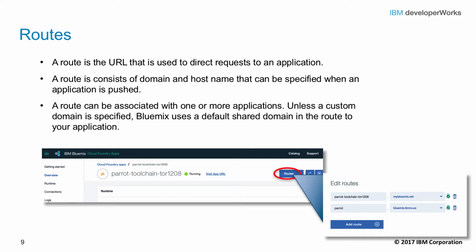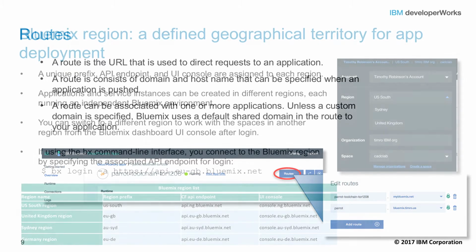A route can be associated with one or more applications, which will result in traffic being sent to the applications in a round-robin fashion. This technique is used as part of a zero downtime deployment, often called blue-green or red-black deployment. Unless a custom domain is specified, Bluemix uses the default shared domain in the route for the application, for example, mybluemix.net. The example shows an application with two routes defined. One goes to the shared domain, and the other goes to a custom domain.